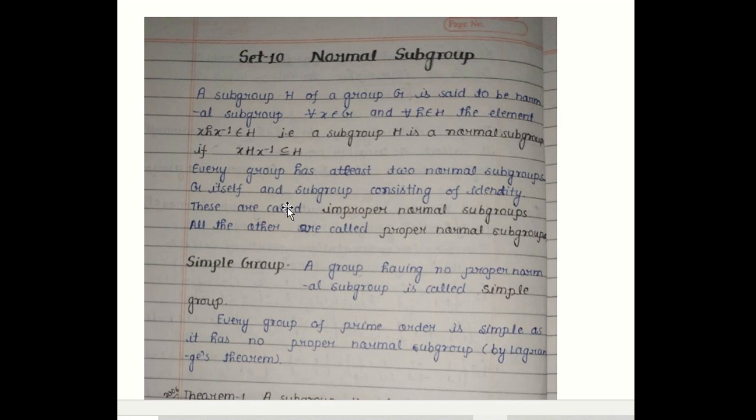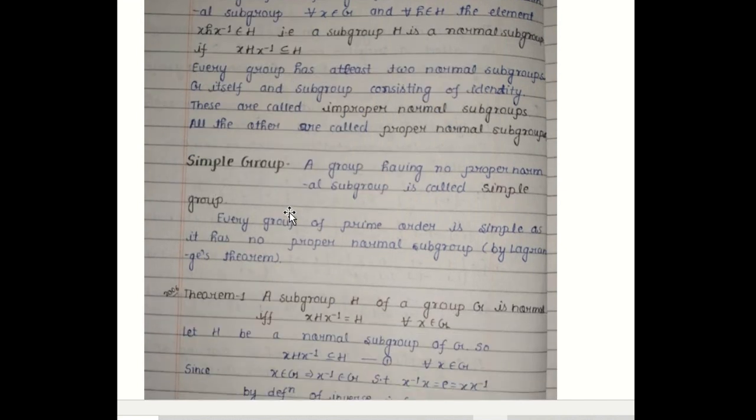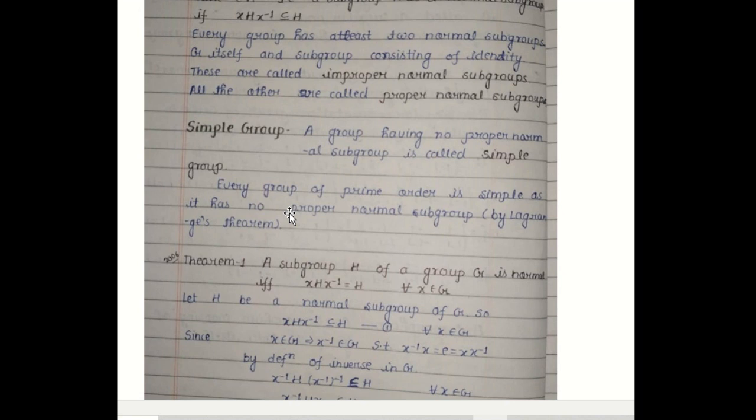Every group has at least two normal subgroups: G itself and the subgroup consisting of the identity. These are called improper normal subgroups. All the other normal subgroups are called proper normal subgroups. If a group has no proper normal subgroup, that is, it has only improper normal subgroups, then that type of group is called a simple group.